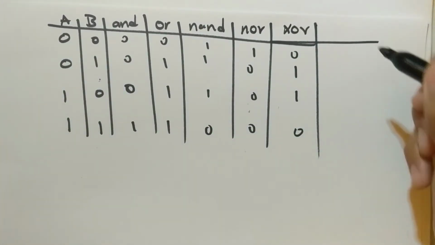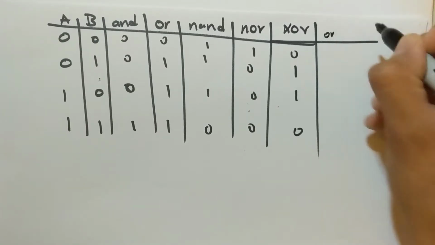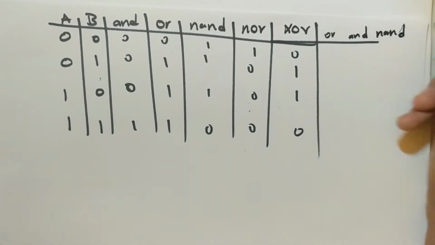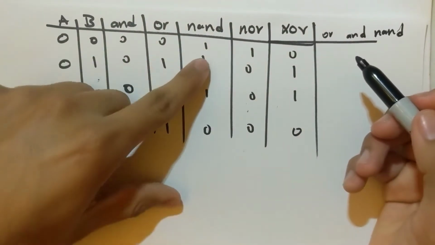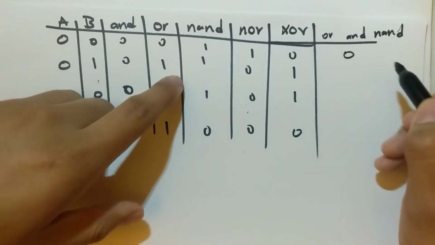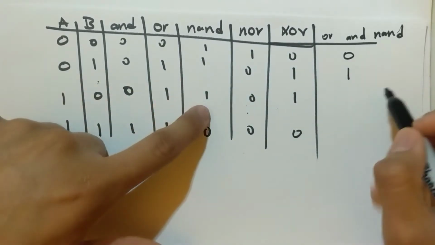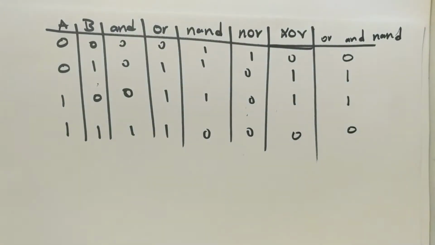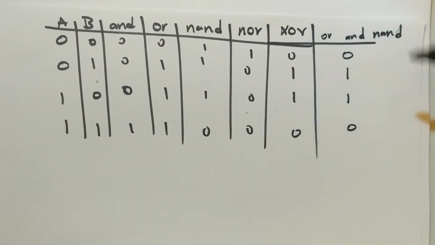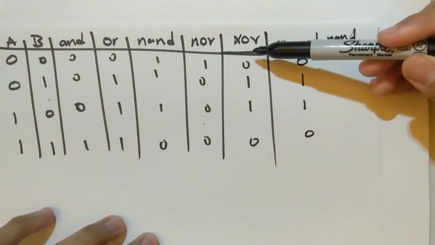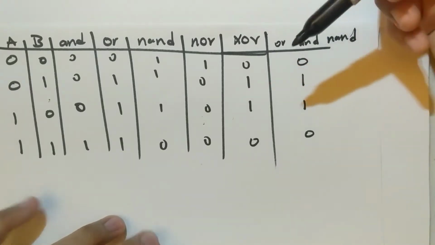So let me just write it out. OR and NAND, right? So 0 0. What's the AND of 0 1? 0. What's the AND of 1 1? 1. What's the AND of 1 1? 1. What's the AND of 1 0? 0. All right. So as you can see, these two truth tables are the same. Therefore, if we create this, we will create an XOR gate, right?